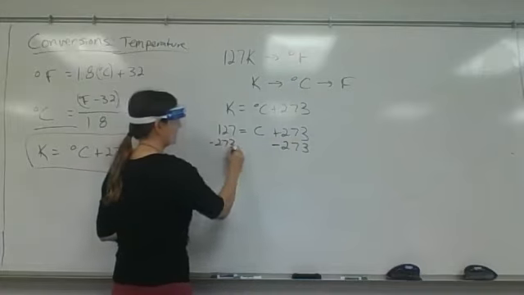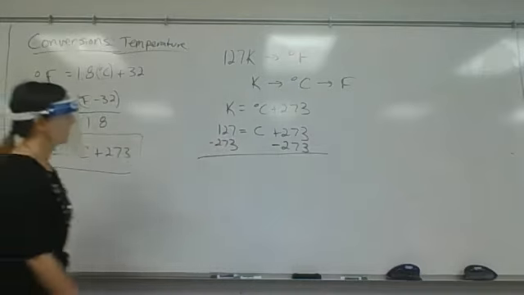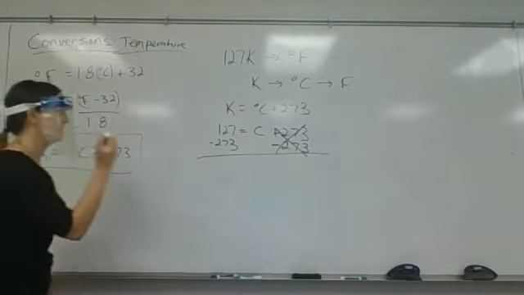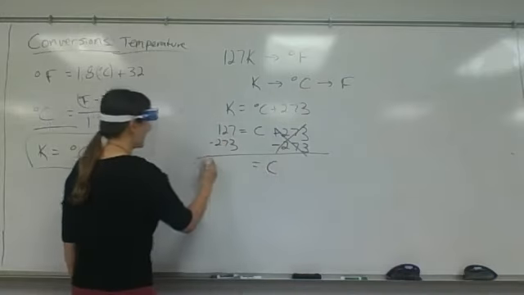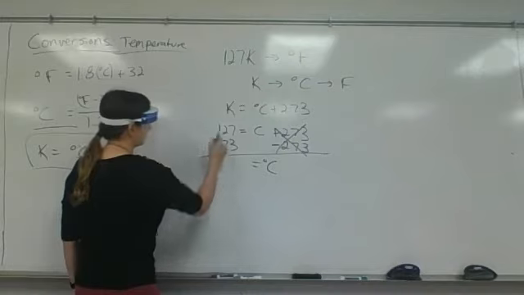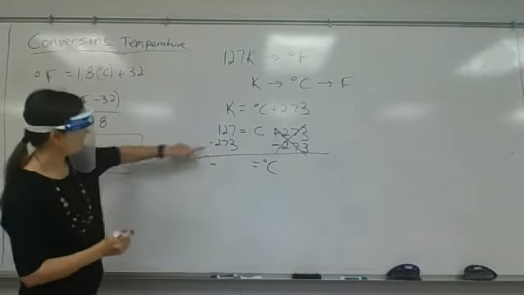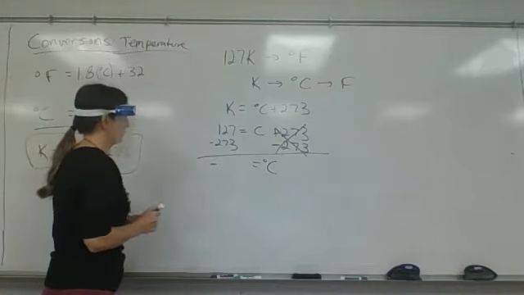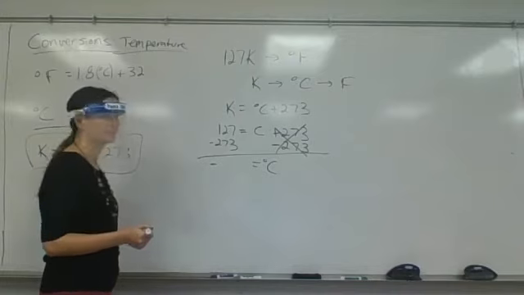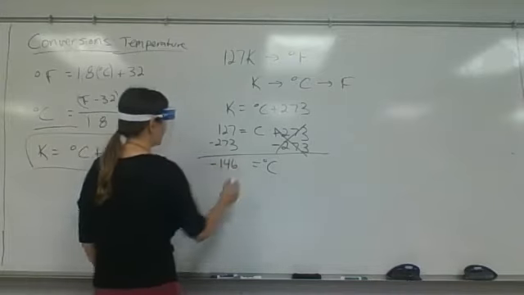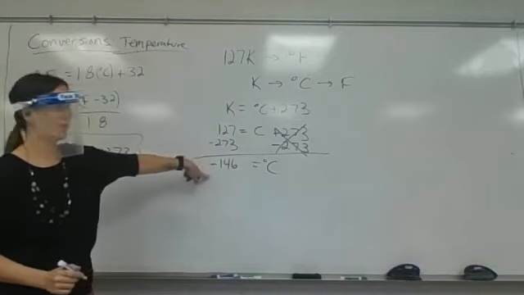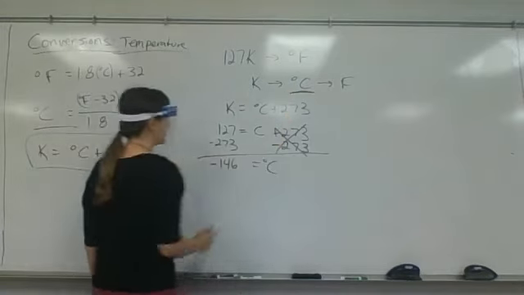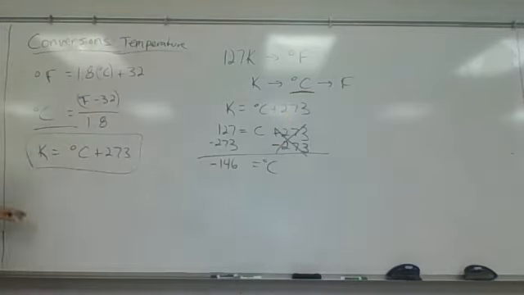Subtract 273 from both sides. This will cancel out, because plus 273 and minus 273 equals 0. And then to figure out the degrees Celsius, subtract those two. We're going to get a negative number because 273 is bigger than 127. So negative 146. And we're still keeping with the 3 sig figs, so we're good there. Now we're at Celsius. We're in the middle here. But we're not done because we want to get to Fahrenheit.